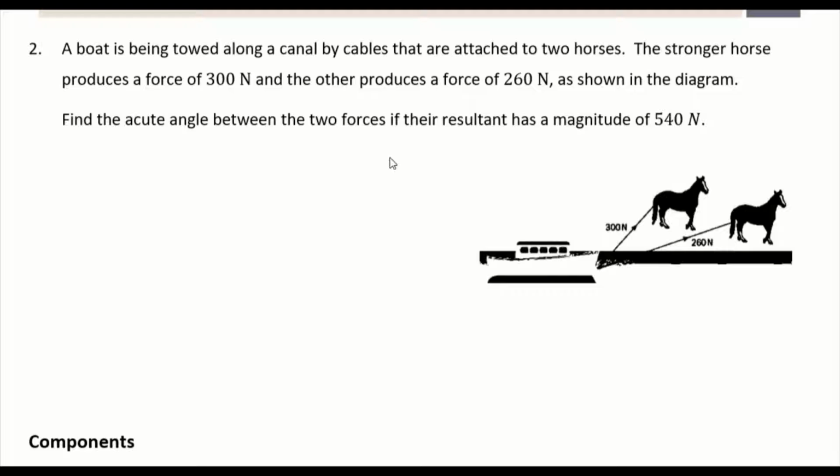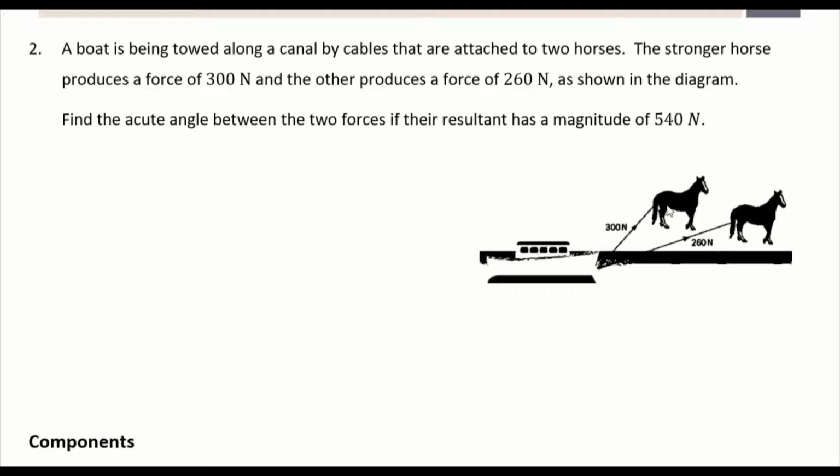Okay, so question 1 is to find the acute angle between the two forces if their resultant has a magnitude of 540. Similar to the question before, but now we are given the resultant and you need to find the angle. So how are we going to do that? Let's do the same thing.